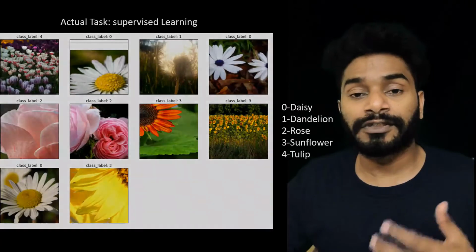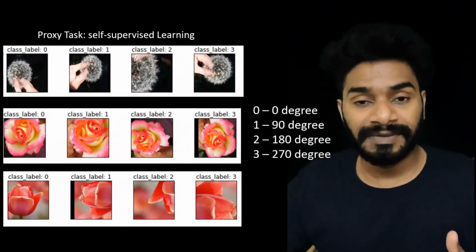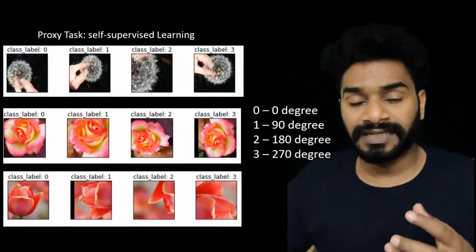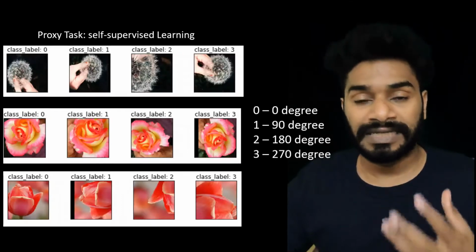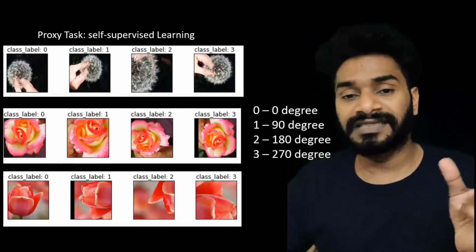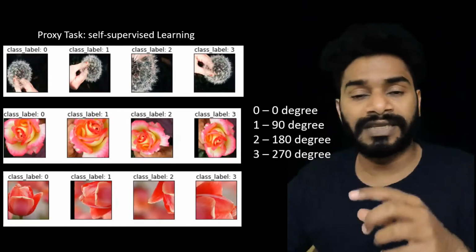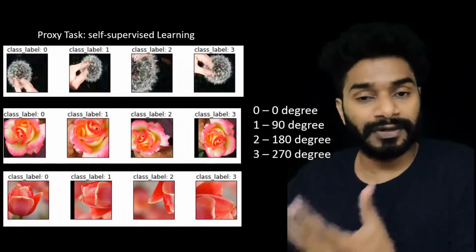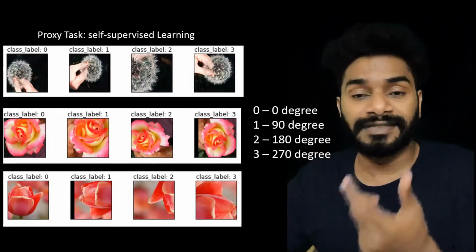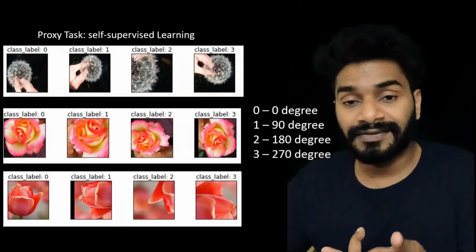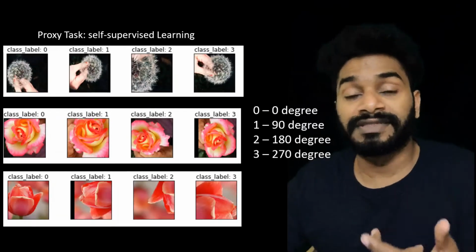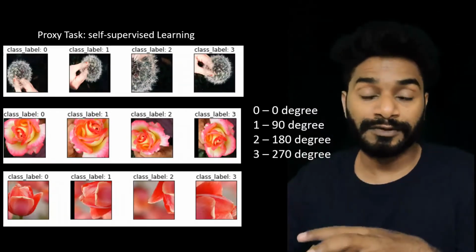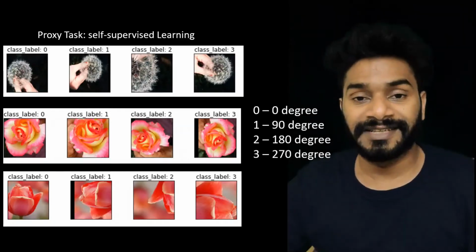But at the same time, we also created a data loader for the unlabeled data by creating a proxy task, where the proxy task is the rotation. So we took an image and simply rotated it by 90, 180, 270 and created a proxy label where 0 is the 0 degree, 1 is the 90 degree, 2 is the 180 degree, 3 is the 270 degree, and we'll use this for doing our self-supervised learning.